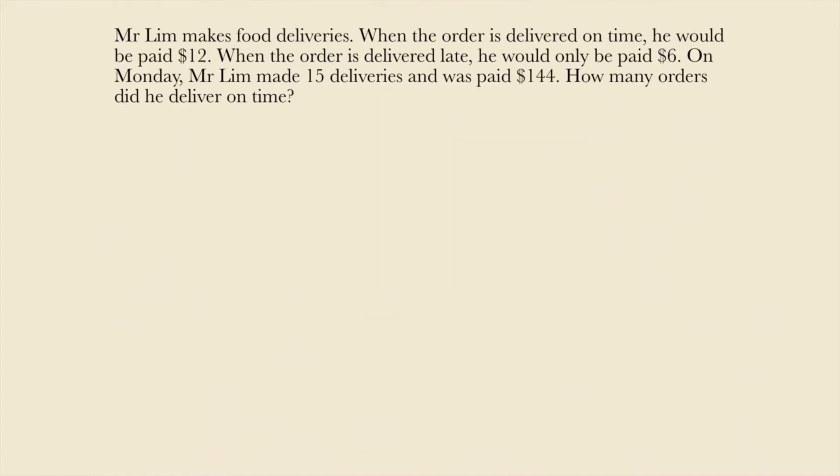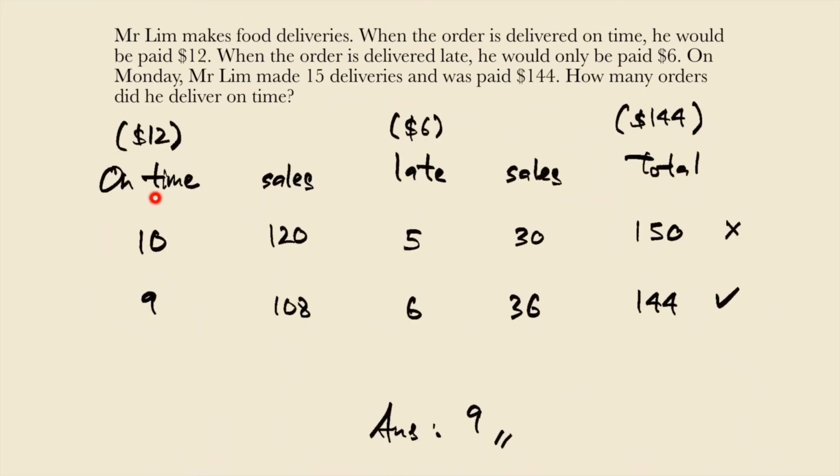Mr. Lim makes food deliveries. When the order is delivered on time, he would be paid $12. When it's late, he would only be paid $6, half the amount. On Monday, he made 15 deliveries and was paid this amount of money. Okay, so let's make a table here. On time, 12 each. Late, 6 each. Total being 144. So a total of 15 deliveries.